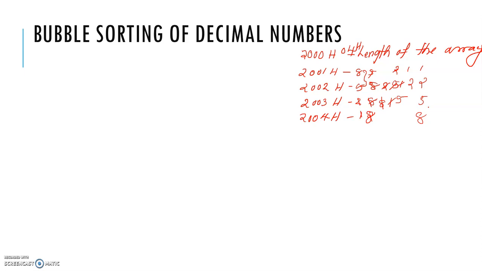So that is what we need to do in the program. So first we initialize the DPTR to 2000 hex. We copy the number in the location 2000 hex to the accumulator register. It is placed in a register, and we need to repeat this loop.